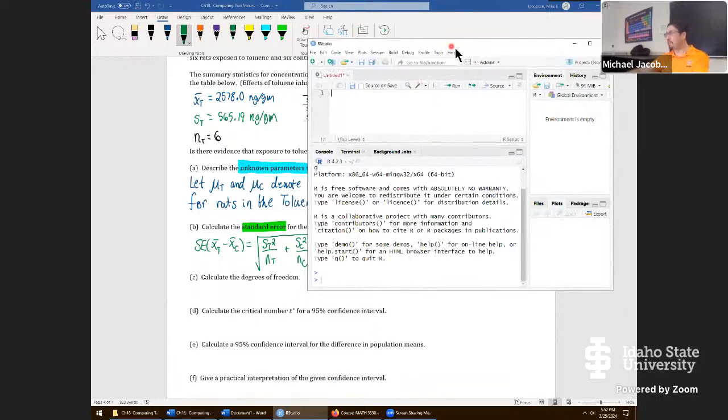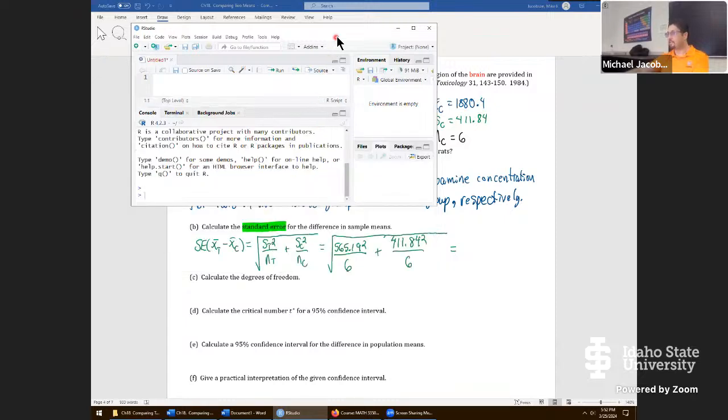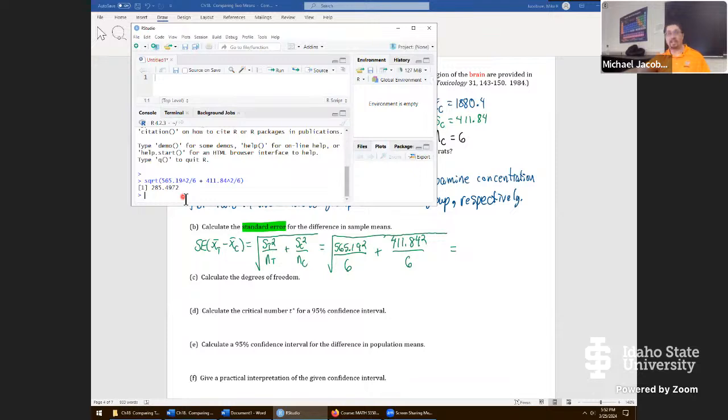Next thing you do is grab your favorite calculator. R Studio should do just fine for this kind of work. And carefully input all that stuff. I'll try to get it in as one line, so SQRT for the square root. Then on the inside, we can just go top, bottom, left to right. Should be not too bad, actually. So 565.19 squared divided by 6, then plus, and over here 411.84 squared divided by 6. And that's finally our standard error.